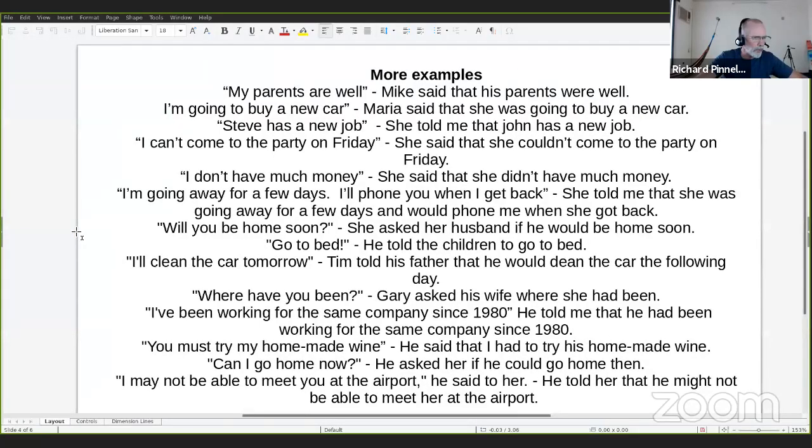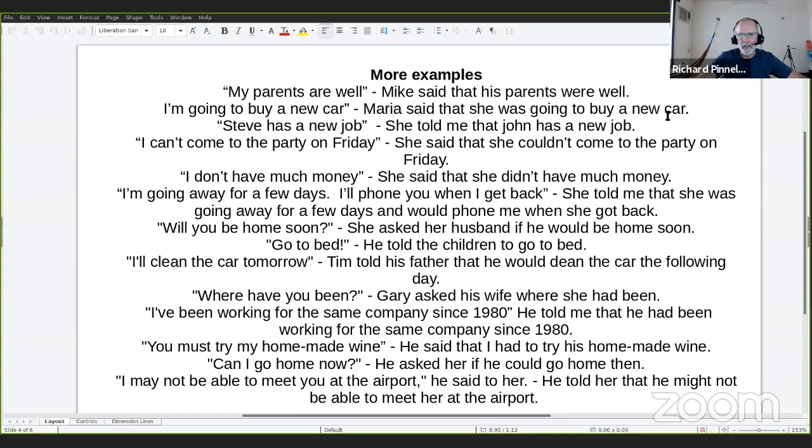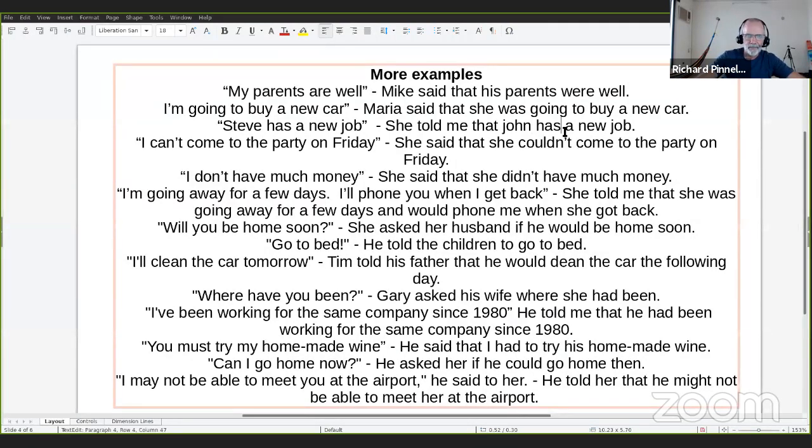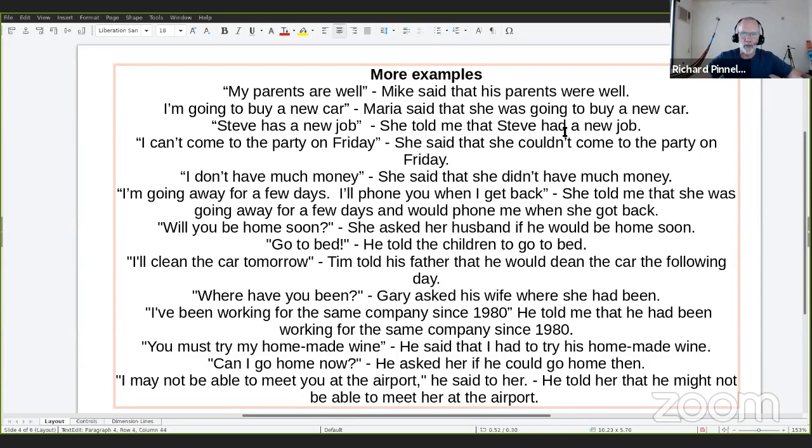So I think I'll just read these examples. My parents are well. Here's a direct speech. Mike said that his parents were well. I'm going to buy a new car. Maria said that she was going to buy a new car. Steve has a new job. She told me that John, this is wrong actually. Should be Steve. Yeah, Steve, and also I put the verb wrong, had a new job.